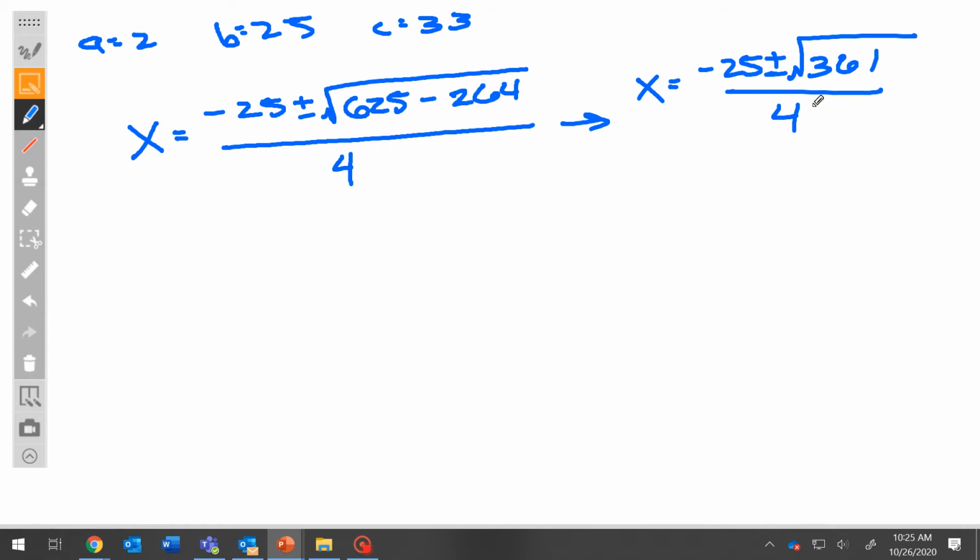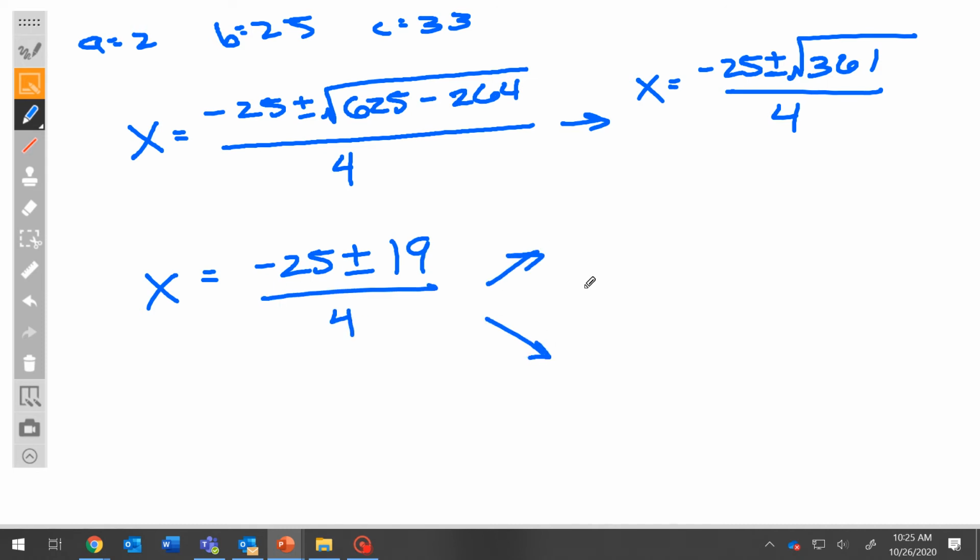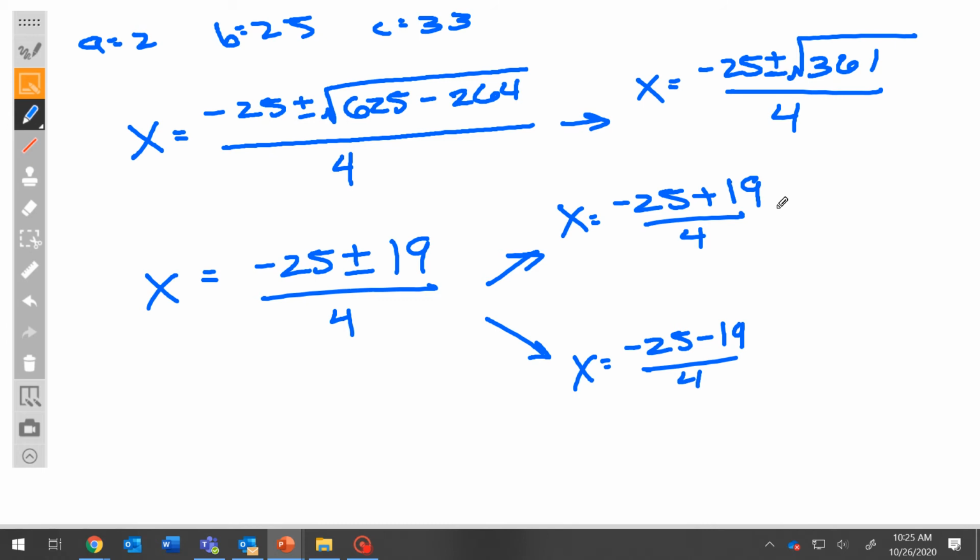361 is 19 to the second power, or 19 squared. So the square root of 361 is 19. So we get negative 25 plus or minus 19 over 4. Now these can both be simplified. So we're going to have negative 25 plus 19 over 4 and negative 25 minus 19 over 4.